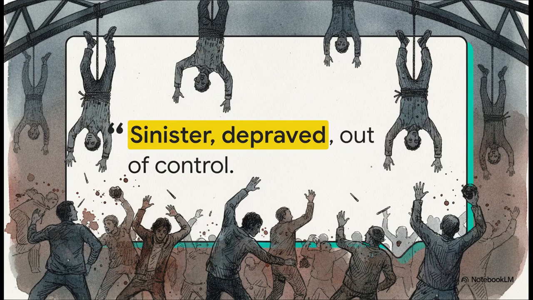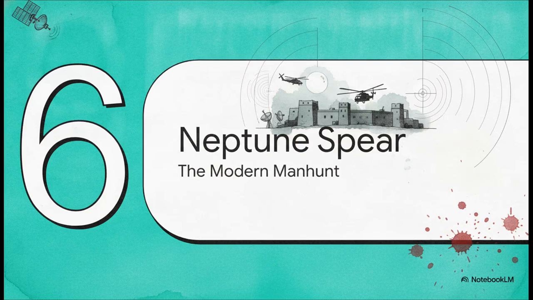The people who hung them claimed it was just to protect the bodies from the crushing mob. But let's be real, hanging someone upside down was a traditional, medieval method in northern Italy used specifically to stress the absolute infamy of the person being hanged. And finally, Section 6. Operation Neptune Spear, the modern manhunt.